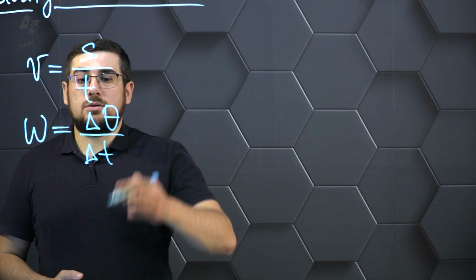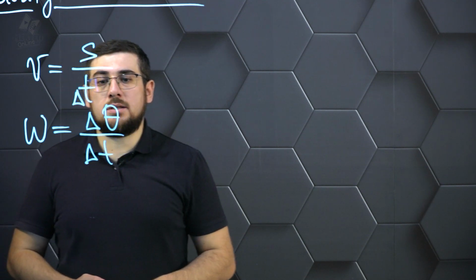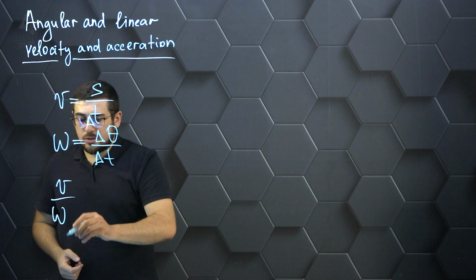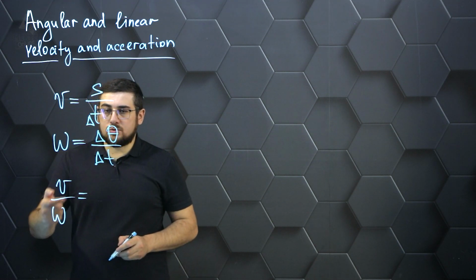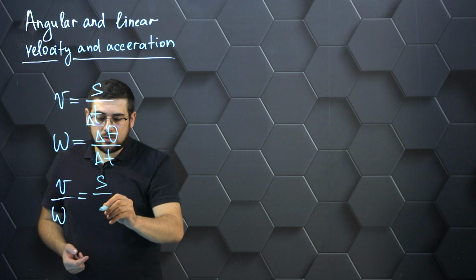If we look at the same time interval delta t and divide these two expressions by each other to get rid of the time, we get the ratio of linear velocity to angular velocity, which is just the ratio of linear displacement to angular displacement.